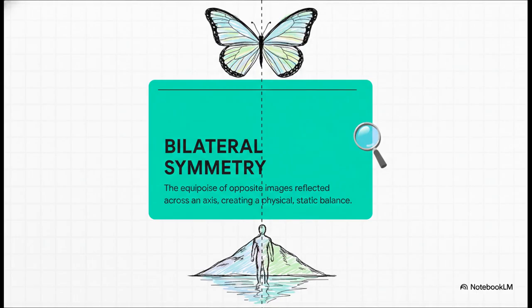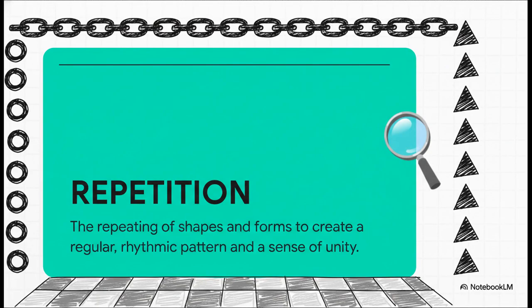Another huge principle is symmetry, and really it's just balance that's created by a mirror image. You see it in a butterfly's wings, you see it in the human body, you see it in a reflection on a lake. And that reflection creates this sense of order and harmony that our brains just naturally find really pleasing. We also communicate through repetition.